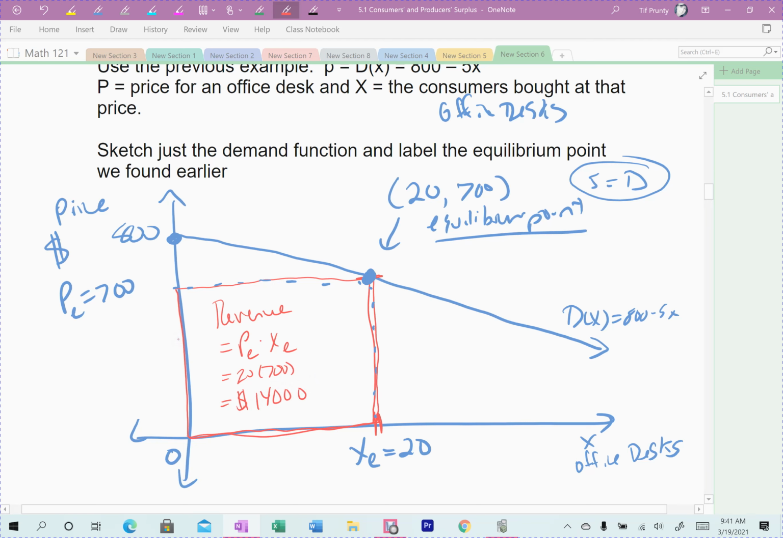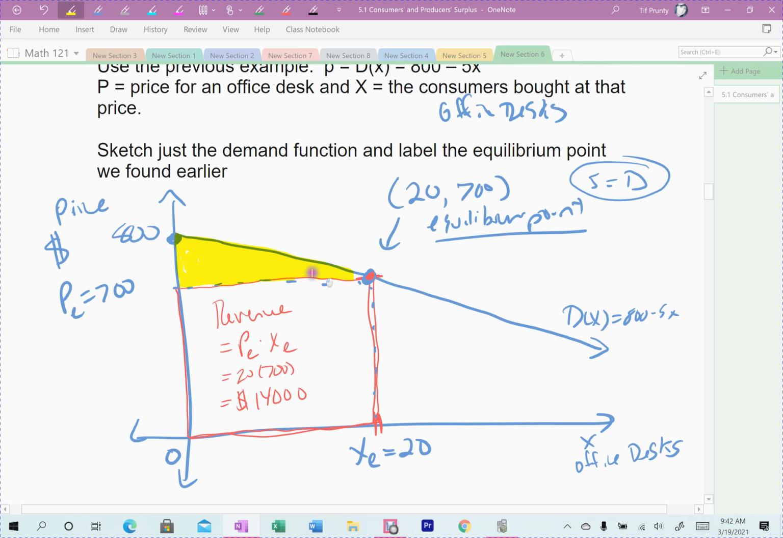That's the amount of revenue generated at the equilibrium point. That's the amount of money spent by the consumers when they bought the 20 desks at $700 a piece. What we're looking for is the extra that they didn't spend. The consumer surplus, what they would have been willing to spend more of. The higher price, lower demand items. That's this area here above the rectangle. In this case, it would be a triangle.